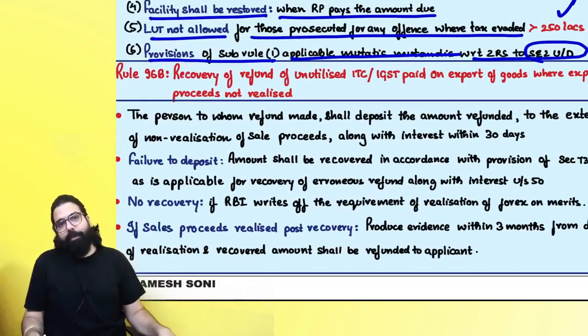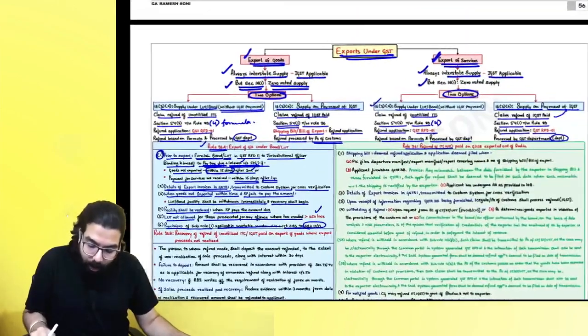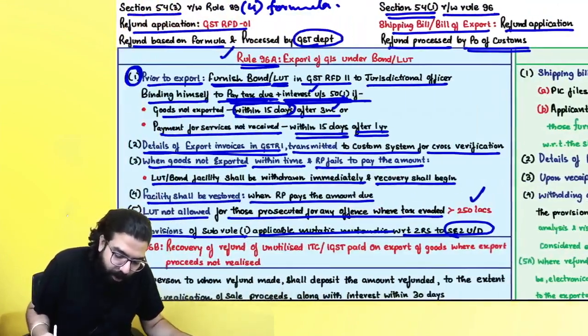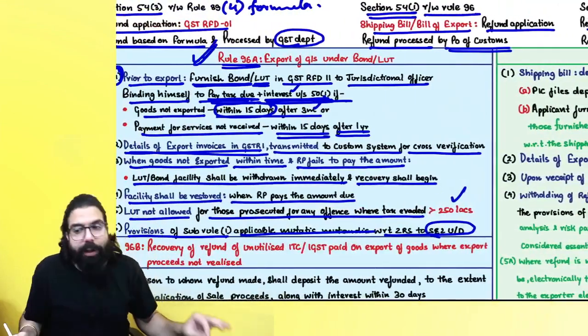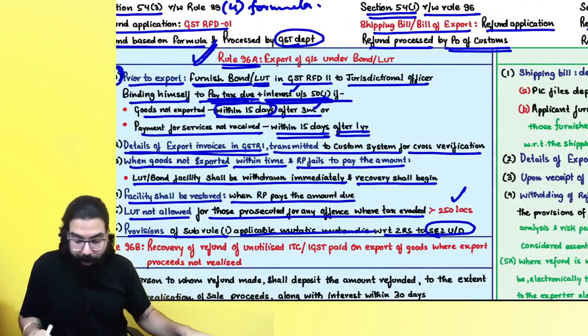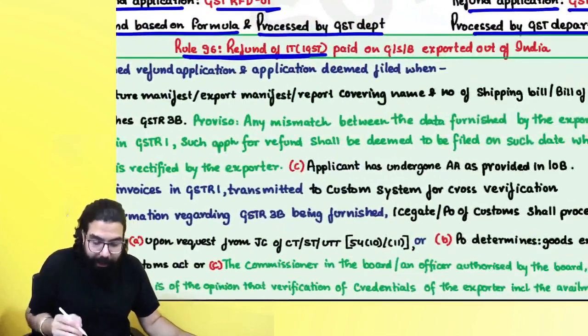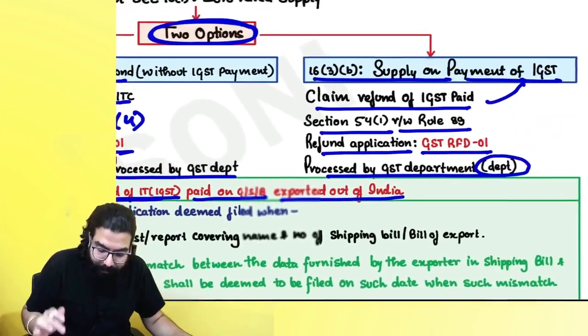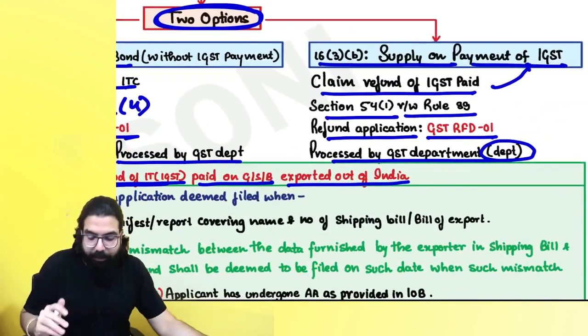Now, everyone listen to me very carefully. On the right hand side, you have refund of IGST. See, this was when you are exporting under LUT or bond. Now, if you are exporting, there is refund of IGST paid on goods, services or both exported out of India. Listen, sir, in case of service, it is very simple.